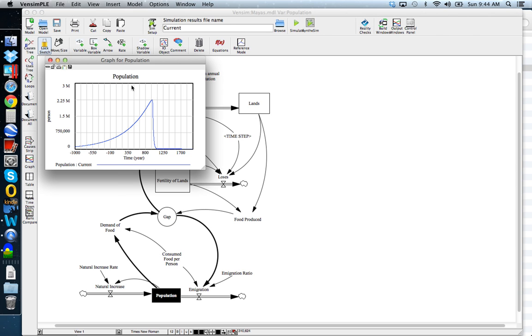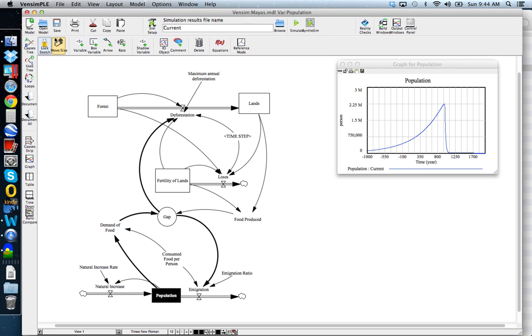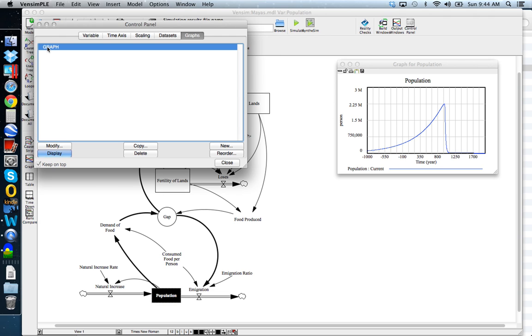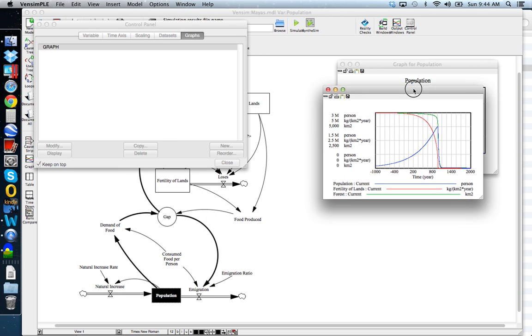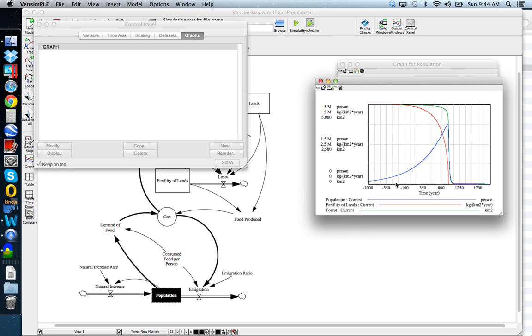And you can look at the population graph. I think I have one of these graphs that was pre-produced. Let me see if I click here. Here we go, graphs. And there's a graph here that I created, and you can display it. This is the graph that I show, and you can actually edit it. It shows population in blue, which has the exponential growth and then the collapse in year 1000.